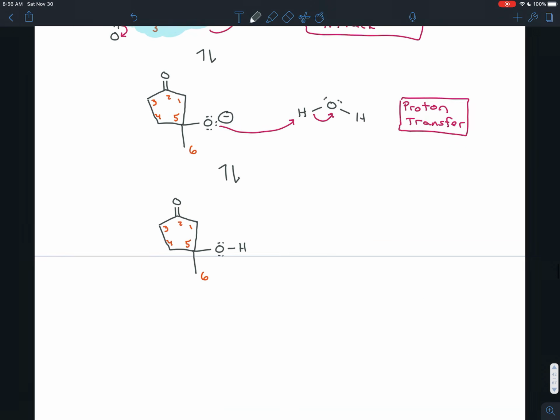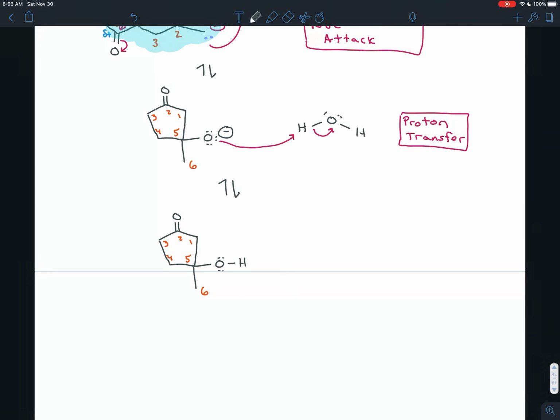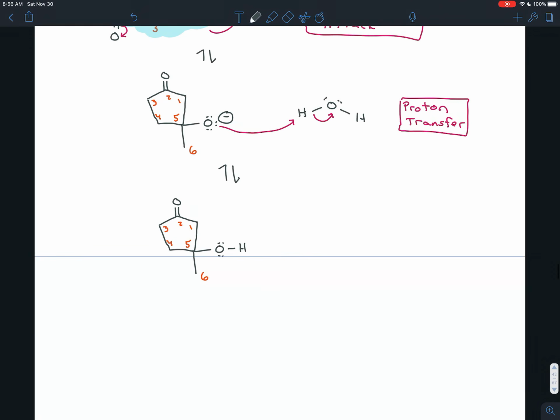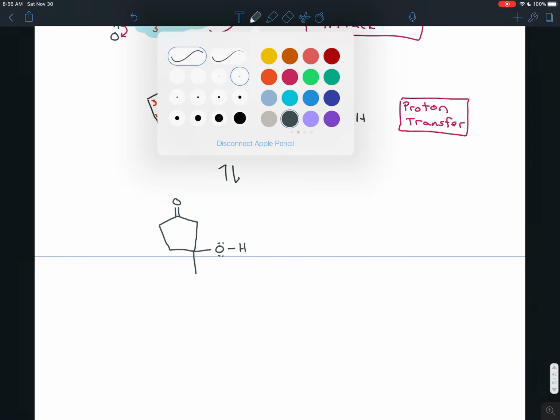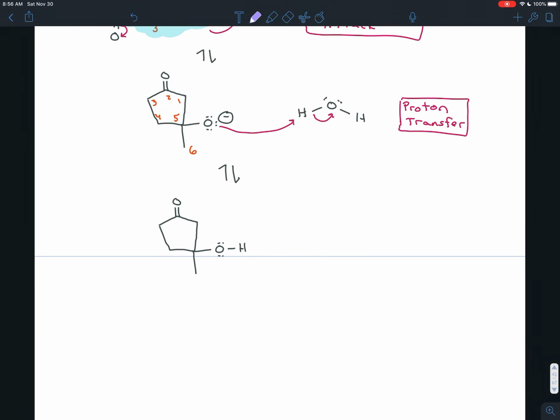The alpha carbon of one aldehyde or ketone attacks the carbonyl of a second, and you get a beta hydroxy aldehyde or ketone, in this case ketone. So notice carbonyl carbon, alpha carbon. On the beta carbon, you have this hydroxy group. Okay, so that's the first part.